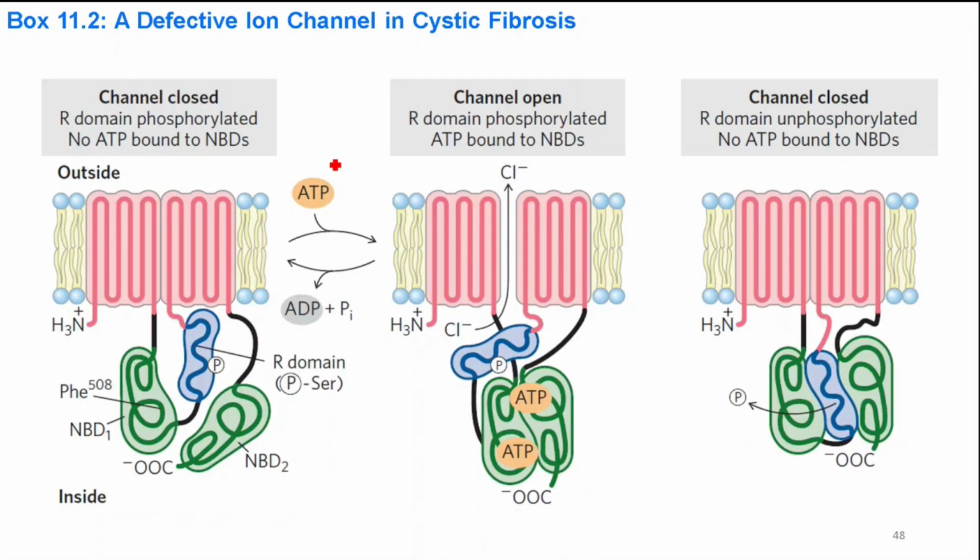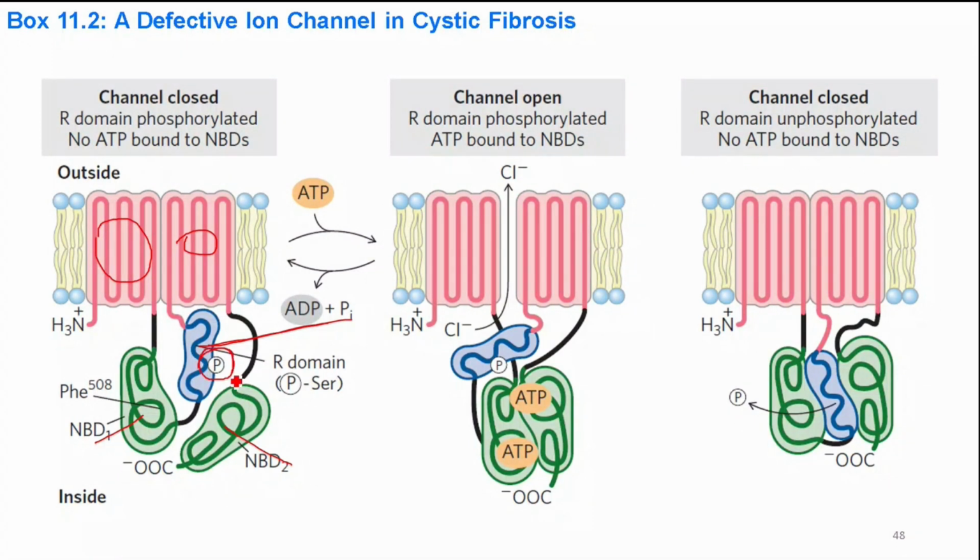So we can see again here, this is the transporter. You already know two of the domains that are present in the membrane, and this is the NBD domain, NBD1, NBD2, and this is the R domain. This kind of ABC transporter can function only when this R domain is phosphorylated.